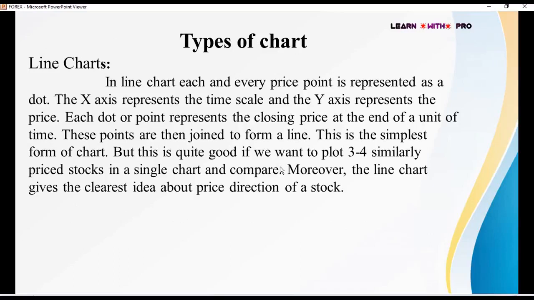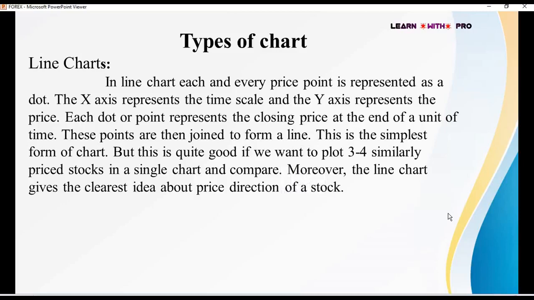Now, types of charts. There are basically many types of charts, but majorly we use three different types: line charts, bar charts, and candlestick charts. Now, line chart. What is a line chart? In a line chart, each and every price point is represented as a dot. The x-axis represents the time scale, and the y-axis represents the price. Each dot represents the closing price at the end of the unit of time. Those points are then joined to form a line.